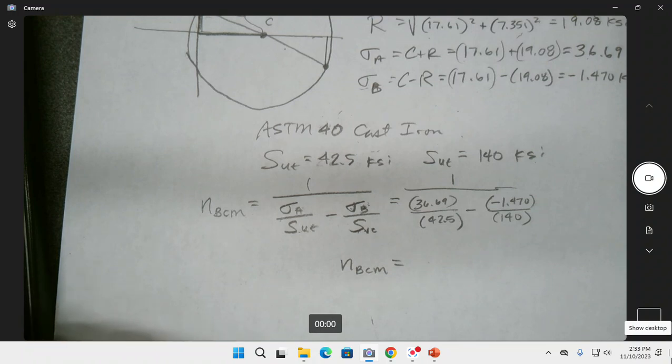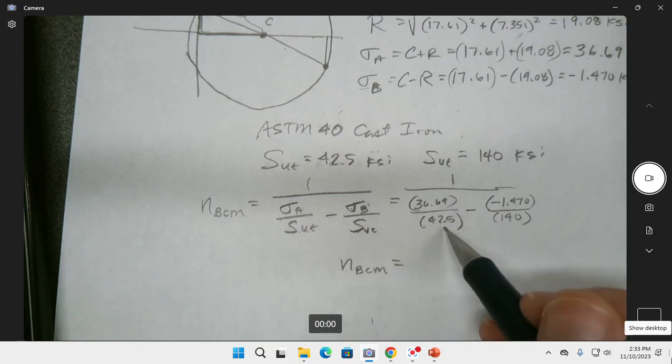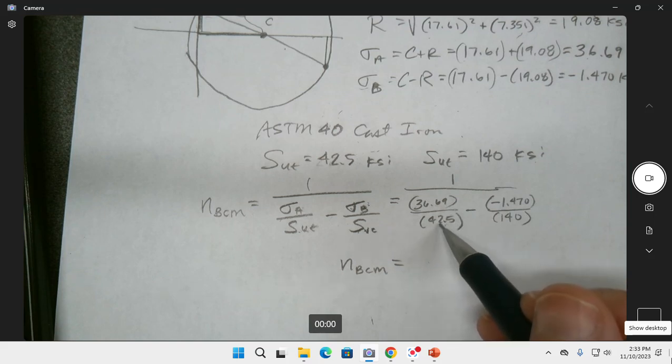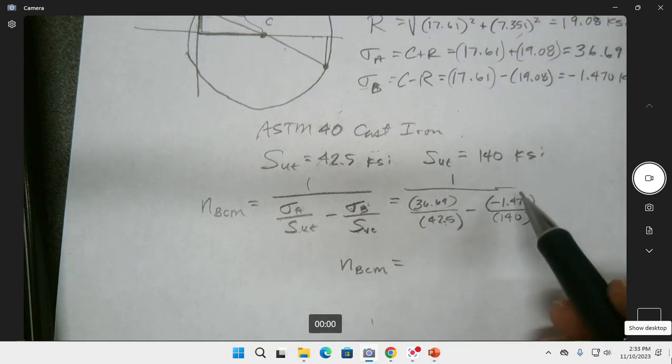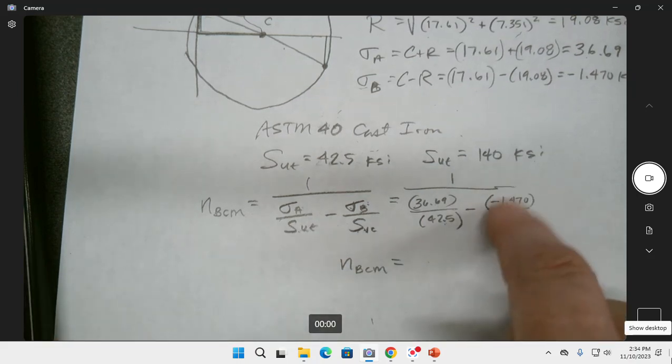36.69 divided by 42.5. This has used up 86% of this capacity, right? You could think of it as using up 86.32% of the capacity. And this is only going to use up a very small amount. So 1.47, it's going to be like 1%, or 10%. I can't remember. 140. Yeah, it's only 1.05% of that capacity.